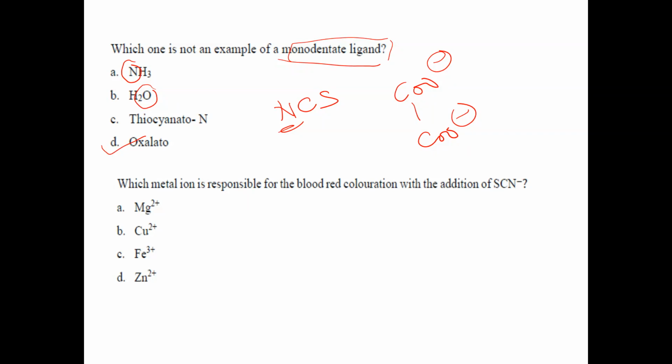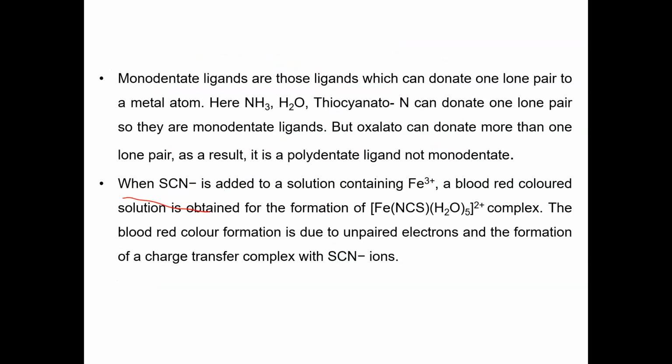Okay, and the second one, which metal ion is responsible for the blood red coloration? Okay, so in the blood there is iron present in plus 3 oxidation state. Okay, so when this thiocyanate solution is added, this blood red colored solution is obtained. Basically, the red color is due to the ligand to metal charge transfer. Okay, so this is a complex that is formed by iron in plus 3 oxidation state with the thiocyanate anion.